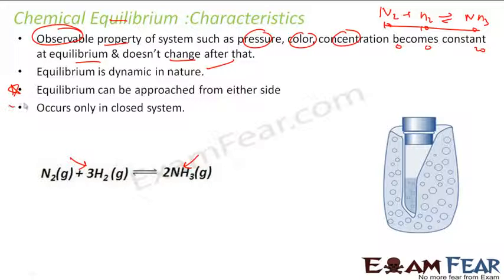It happens only in a closed system. Physical equilibrium also happens in a closed system. This also occurs in a closed system only. And catalysts don't alter the equilibrium. We will discuss more about this.